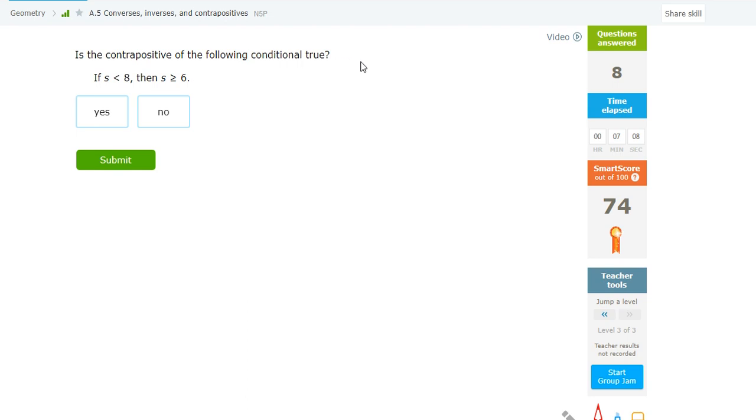Is the contrapositive of the following conditional true: if S is less than 8, then S is greater than or equal to 6? So the contrapositive would be not Q, not P. So I'm going to say that this is P and this is Q, okay? So then I'm going to go ahead and say, if this is my original sign, to negate it, I need to flip it. This gets flipped over, but you don't write the equal sign, okay?